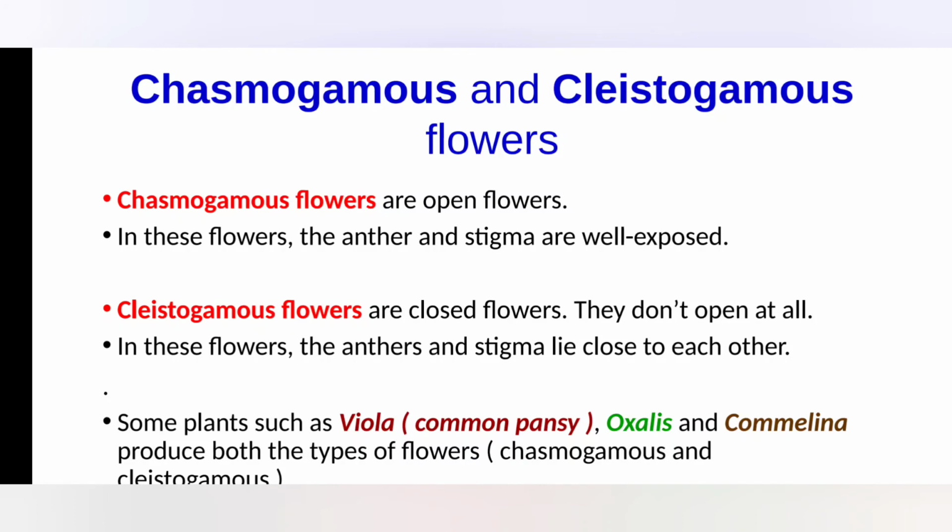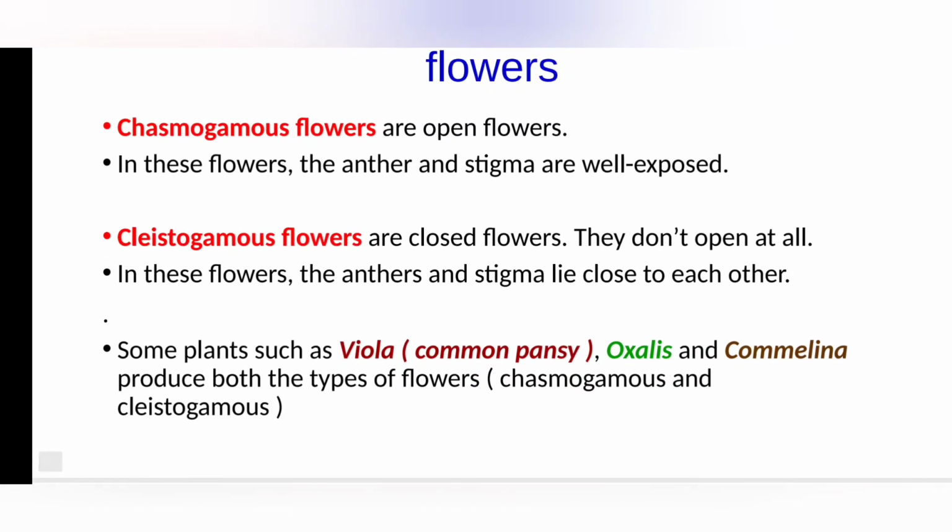Some plants such as Viola, that is common pansy, Oxalis and Commelina produce both types of flowers, chasmogamous and cleistogamous. So it is a peculiar condition. In some species, as we have read, Viola, Oxalis and Commelina, they produce both kinds of flowers. I mean the flowers which remain open and the flowers which remain closed.